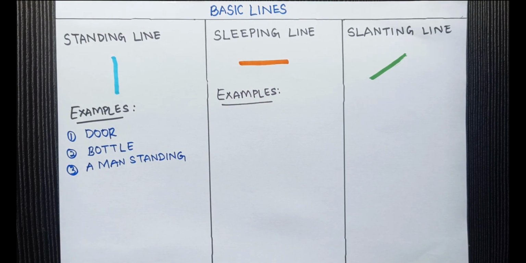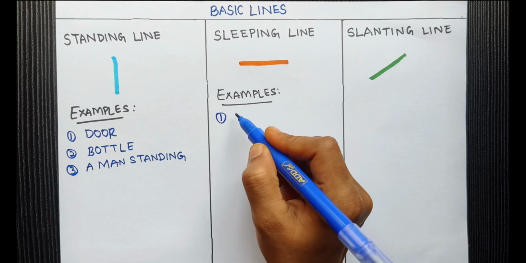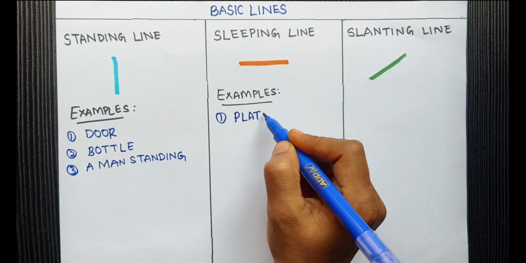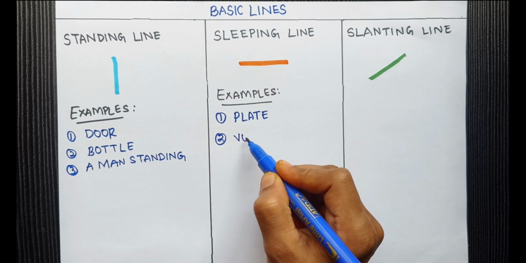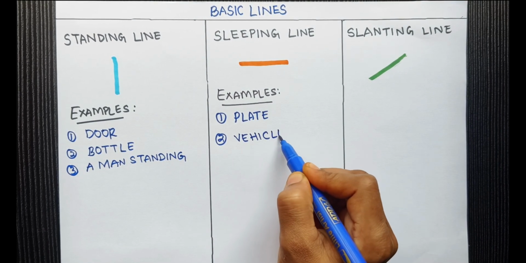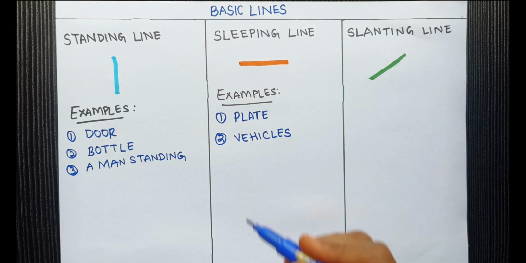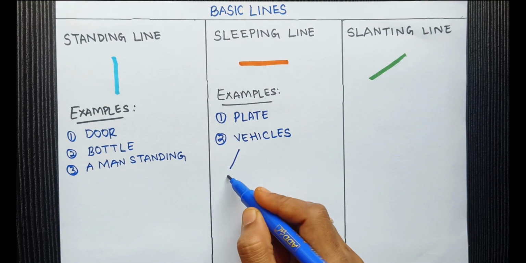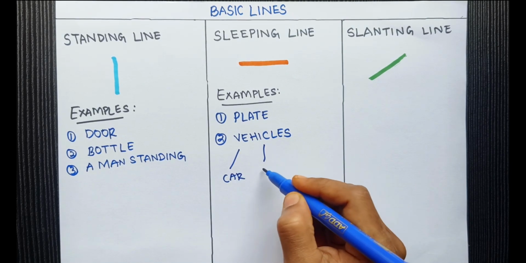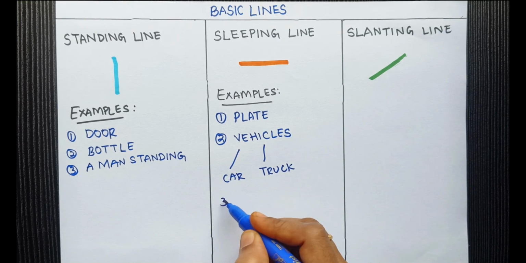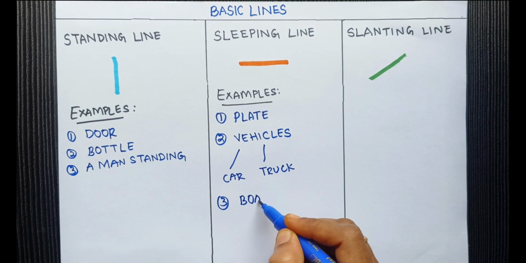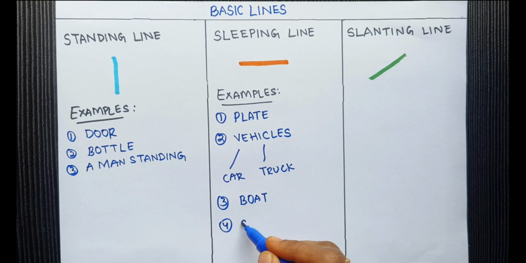Now we will see sleeping line examples. So first one is a plate. The plate which we eat on every day will be in a sleeping position on the table or on the floor. Second one is the vehicles. The vehicles which we park will be in a sleeping position. Example, we take a car and a truck. So these will be in a sleeping position. And third one, we also take a boat. It will be in a sleeping position. And also the ship. These are some basic examples of a sleeping line.